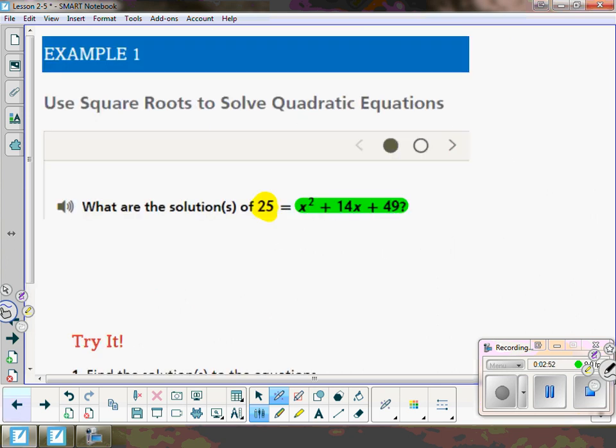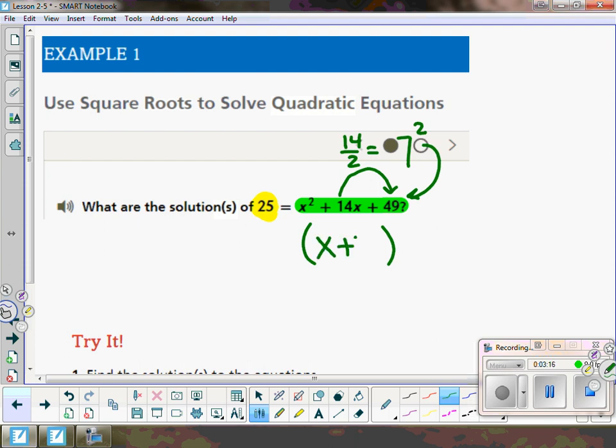This is similar to the 2 try-it problems you're going to do for homework. So let's go ahead and factor this. Let's check if it's a perfect square trinomial. What's half of 14? 7. What's 7 squared? 49. So this is a perfect square trinomial, and it can factor to x plus 7 squared.